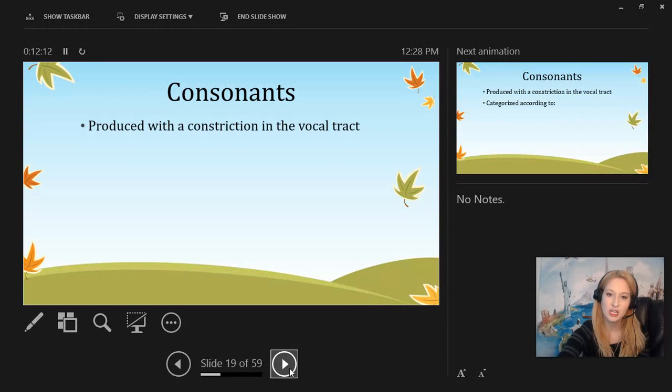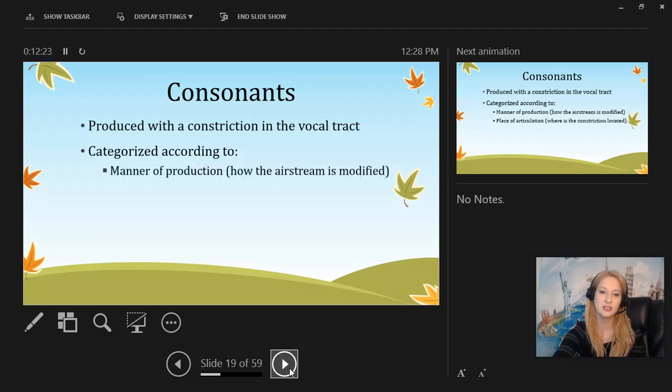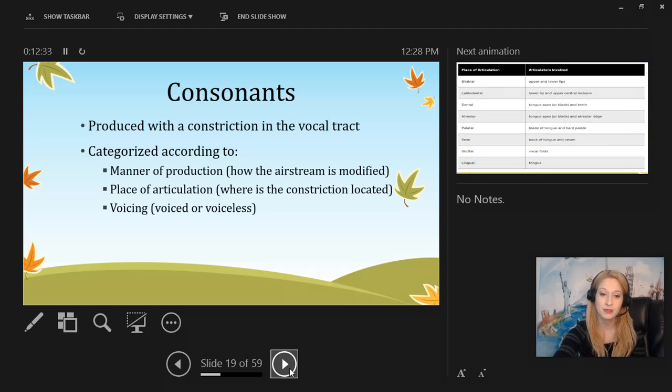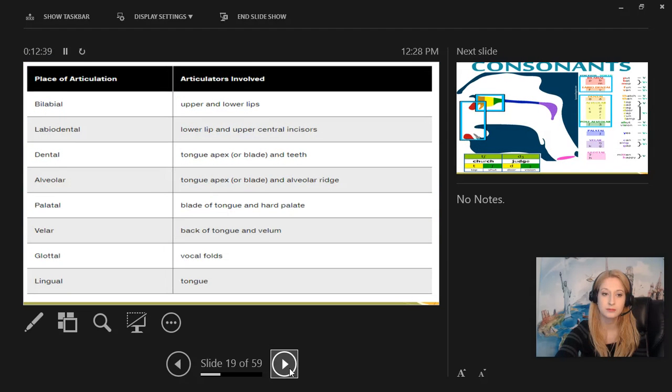And now we're moving on to the consonants. So with consonants, there is a constriction in the vocal tract. And consonants are categorized according to the manner of production, which is how the airstream is modified, the place of articulation, where the constriction is located, and the voicing, whether the phoneme is voiced or voiceless.